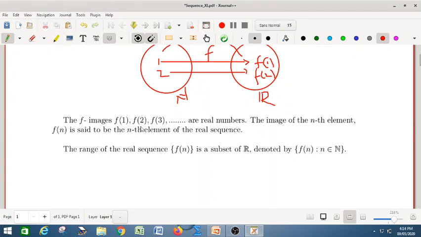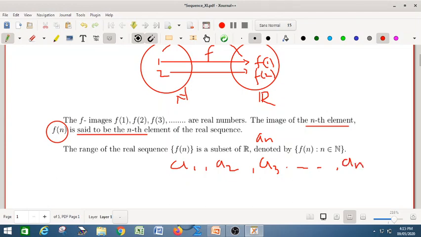If the images are f1, f2, f3, the image of the nth element is denoted by fn, or sometimes by an. an is the nth element, and the other elements are denoted by a1, the first element, a2, the second element, a3, the third element, and so on. We can say the second element is a2 and the nth element is an. This is how we write an.